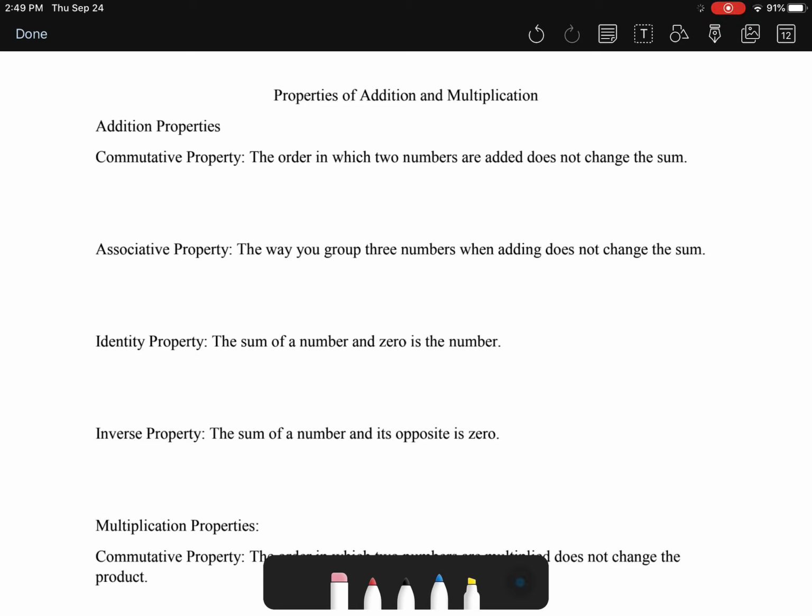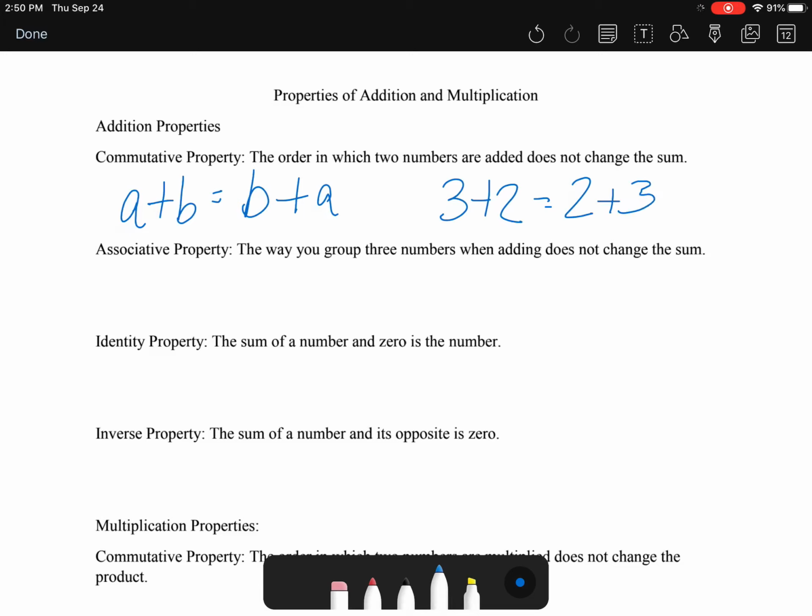There's the commutative property. That means the order in which two numbers are added does not change the sum. So if you had A plus B, that is the same thing as B plus A. To look at it with real numbers, you could have 3 plus 2. That's the same thing as 2 plus 3.